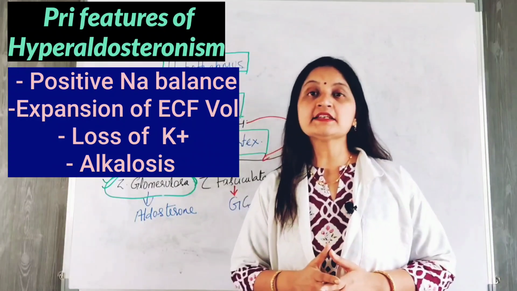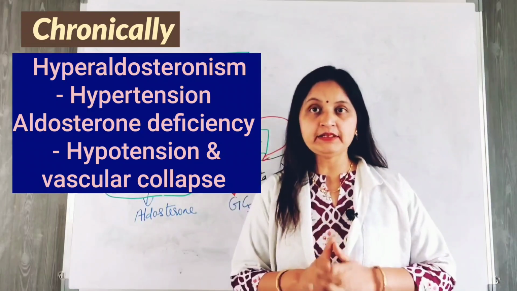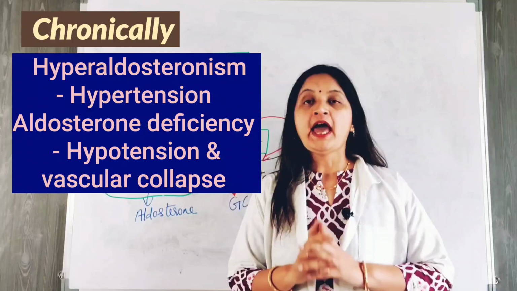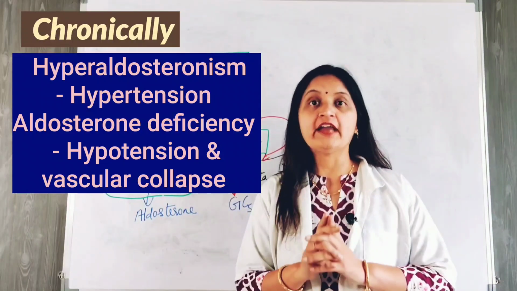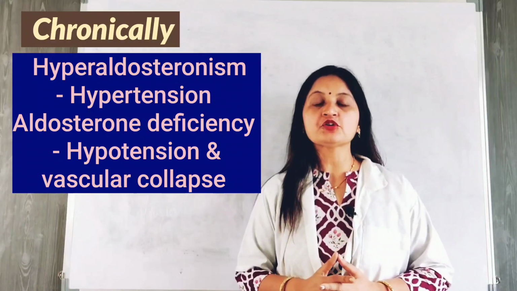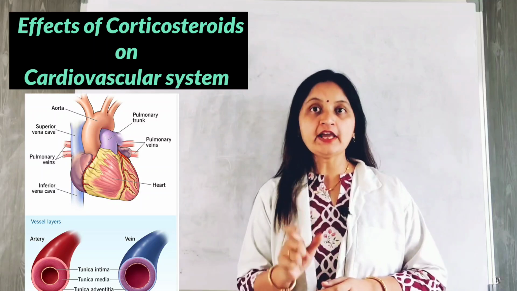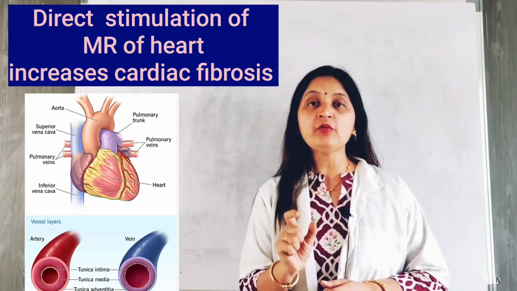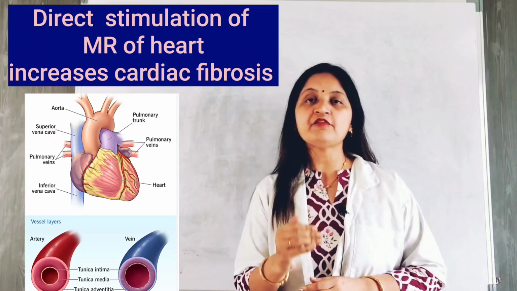So chronically excessive aldosterone secretion, or hyperaldosteronism, leads to hypertension because of the increase in the extracellular fluid volume, and deficiency of aldosterone can lead to hypotension and vascular collapse. Next are the effects of corticosteroids on the cardiovascular system. Corticosteroids produce direct action on the heart and blood vessels. The stimulation of mineralocorticoid receptors on the heart muscles increases cardiac fibrosis.